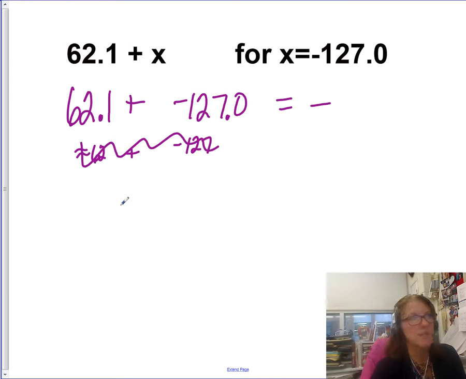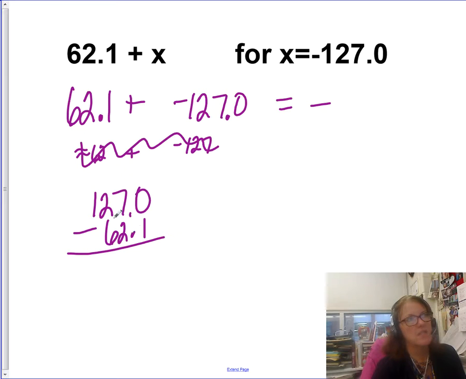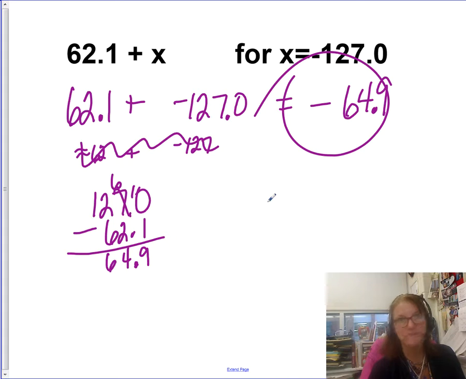My signs were different, so I need to find the difference and put the larger number on the top, the larger absolute value in a sense. This is 127 away from 0. This is 62.1 away from 0. Different signs means find the difference. Oh, you have to borrow. Just suck it up and do it. 6 minus 2 is 4. I didn't have to borrow here. So I get negative 64 and 9/10. Boom. There you go.